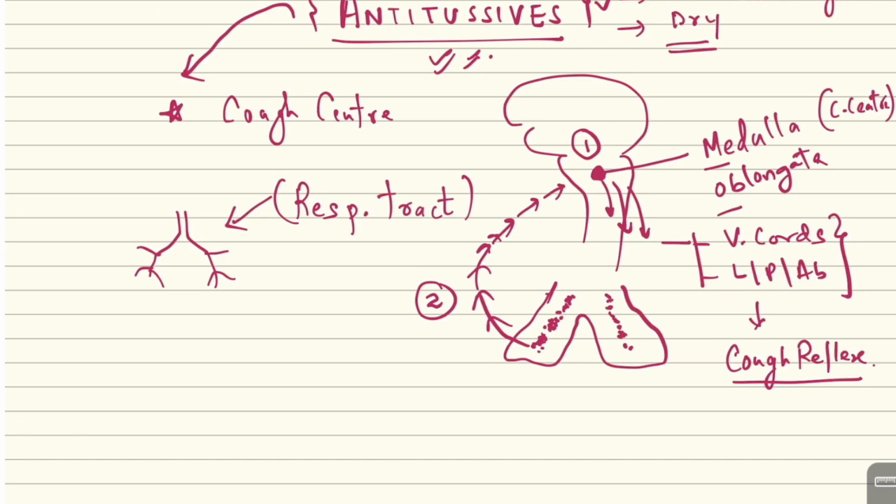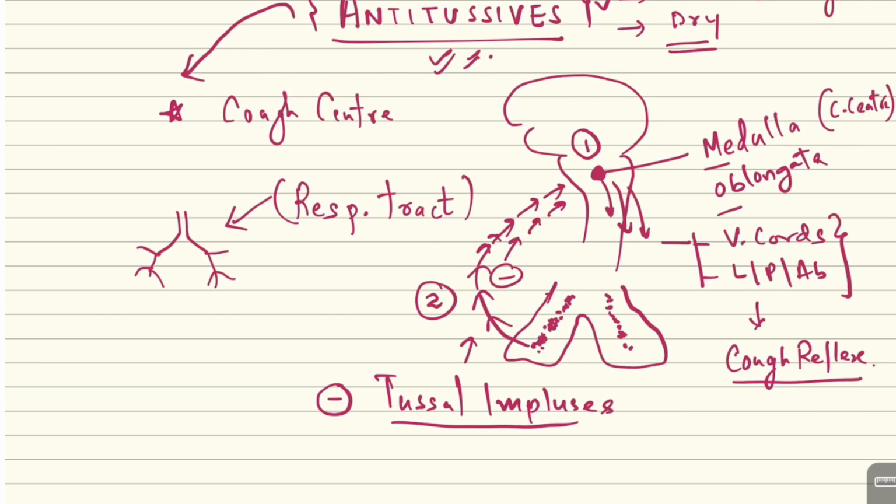So these impulses which are generated in the periphery are called the tussle impulses. When we give the antitussive group of drugs, they basically inhibit these tussle impulses, so the cough center is unable to get stimulated. There are no more impulses reaching the cough center, and that's why the cough is not initiated and is getting controlled with the use of these antitussive drugs.